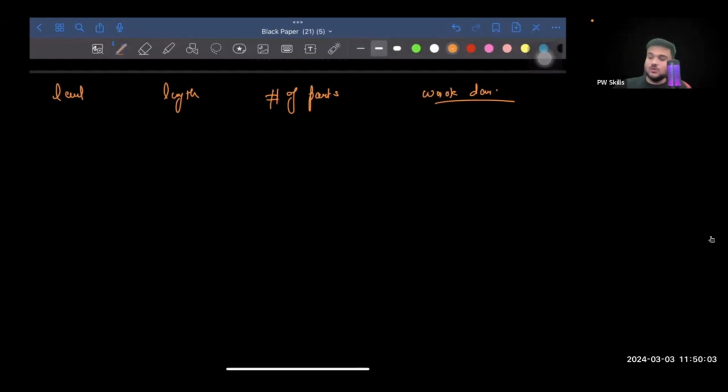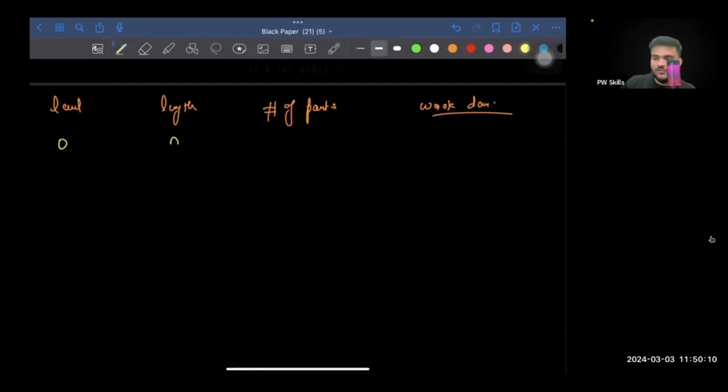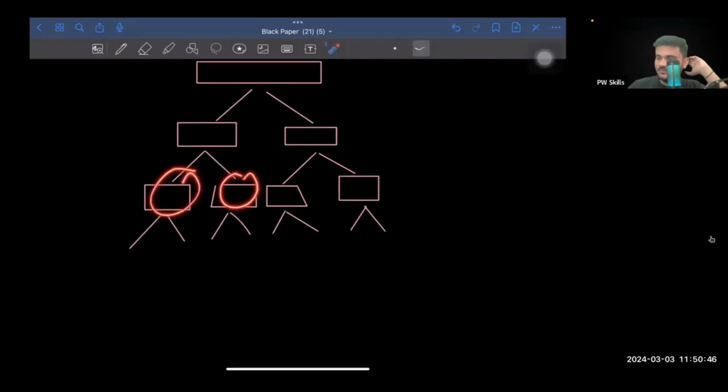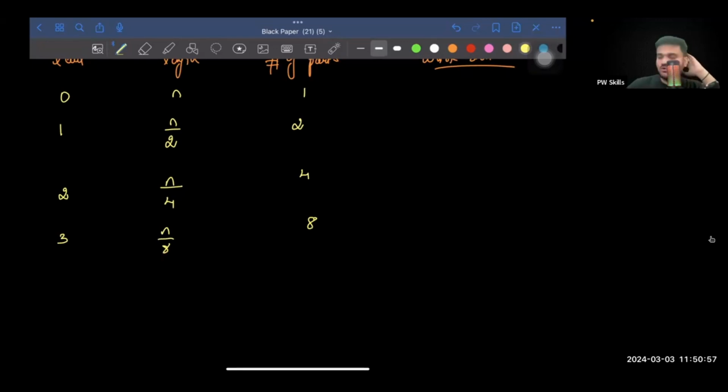Okay. So, what we can say is that on the 0th level, the length of the array is n. Can I say that? Length of the array is n. And there is only one single array that is under consideration. On level number 1, the length of the array becomes n by 2. And how many such arrays are there? There are 2 such arrays. On level number 2, the length of the array becomes n by 4, and there are 4 such arrays. Can you see? On level number 3, length of the array is n by 8, and there are 8 such arrays. Can I say that? And so on.